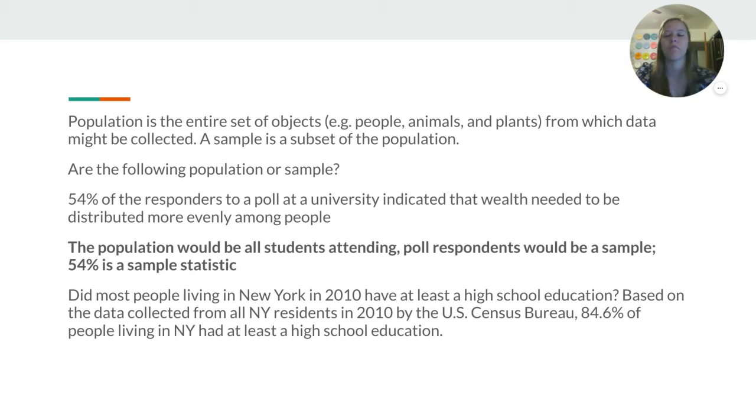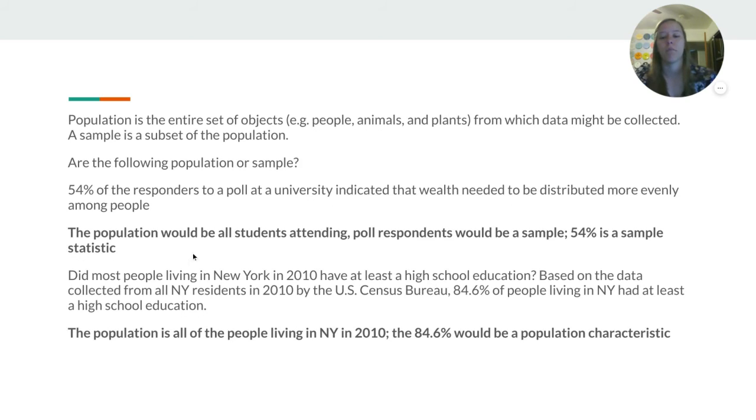So subset. Next one, did most people living in New York in 2010 have at least a high school education? Based on the data collected from all New York residents in 2010 by the U.S. Census Bureau, 84.6% of people living in New York had at least a high school education. Now this would be population because it says collected from all of the residents, and then 84.6 would be the population characteristic because it's describing them. It's a characteristic of them.